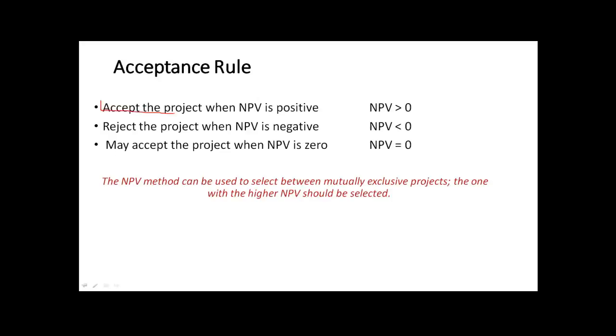Accept the project when this is a positive value. Reject when this is a negative value, like when your cash outflow is more and your cash inflow is less. And finally, you will be indifferent, like indifferent whether you take the project or you don't take the project. It's not going to give you any loss or any benefit. So that's why if NPV comes to be 0, you should be indifferent to that project.